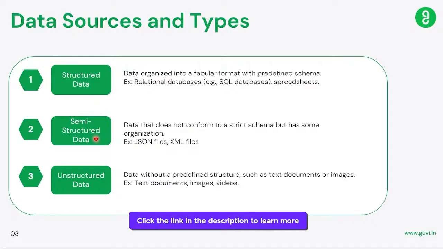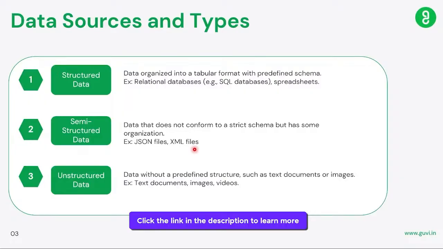So what is semi-structured data? Semi-structured data does not adhere to a rigid schema but has some organization to it. It often contains metadata or tags to provide additional context. Some common formats for semi-structured data include your JSON format, where JSON stands for JavaScript Object Notation, and your XML files, extensible markup language.